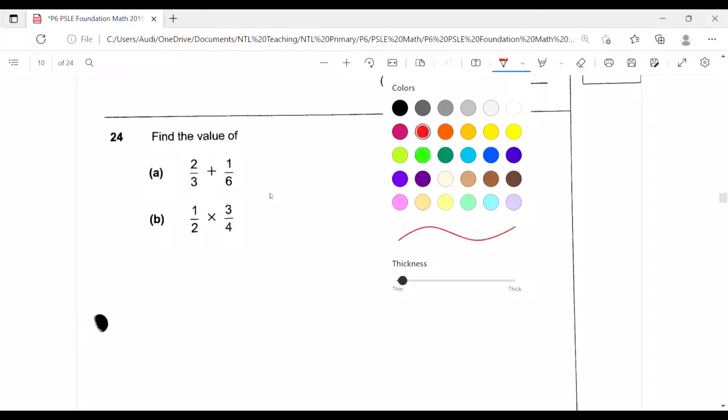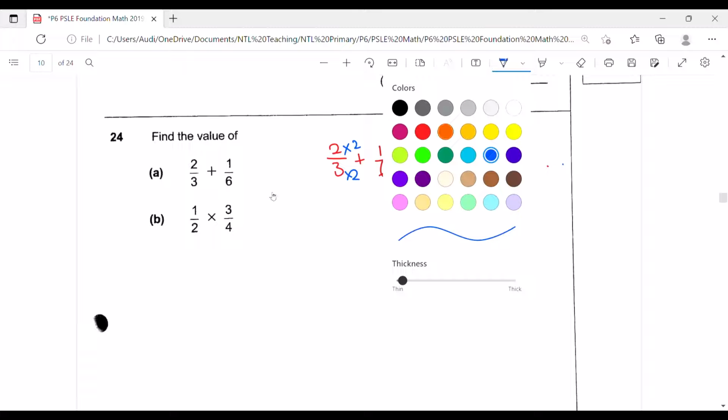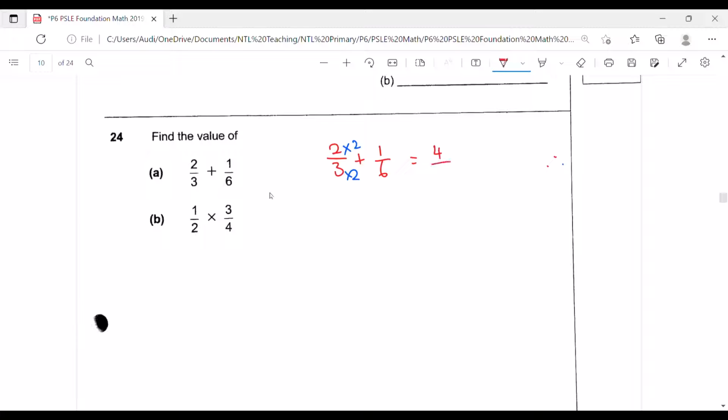These are fractions. Now, when we want to add fractions, we have to make sure that the denominator, which is the lower number, are the same. Then we can add. If they are not the same, we cannot add. So we make them the same. So 3 times 2 will give us 6. If we multiply the denominator, we also have to multiply the numerator. And so we get 4 over 6 plus 1 over 6, and our answer is 5 over 6. We can't simplify anymore. We cannot divide. So this is our final answer.